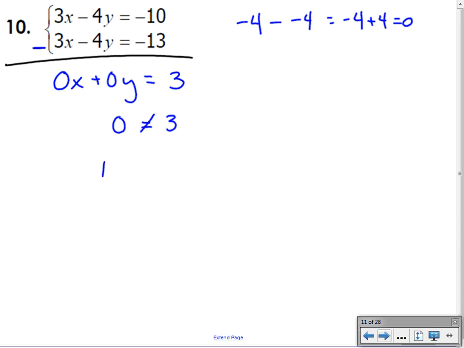So think back to when we were doing equations at the beginning of the year. When we ended up with something like this, where our variables canceled and it wasn't true, we said that the equation had no solution. And this is an example of what no solution looks like for the elimination method of solving systems of equations. So we can have no solution. We can also have infinite solutions.